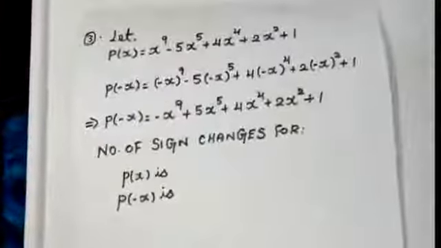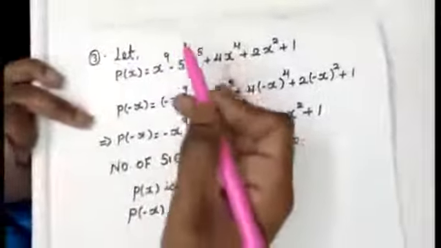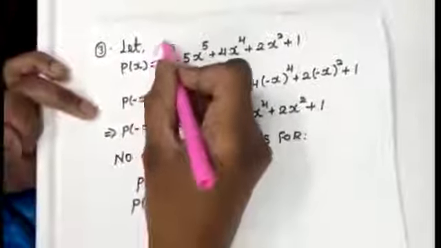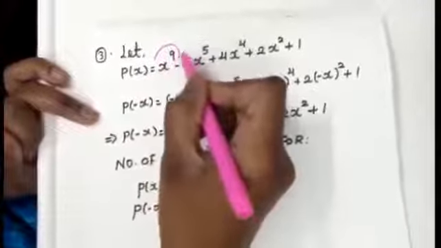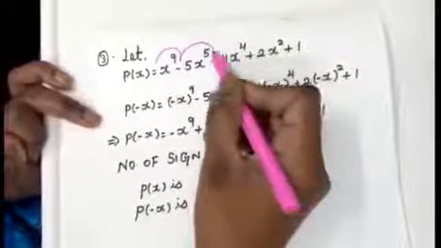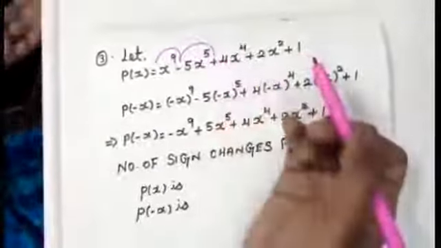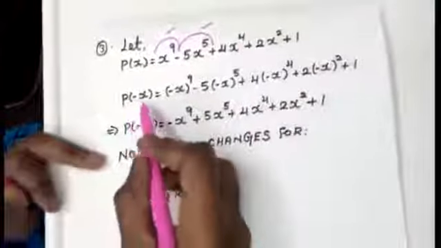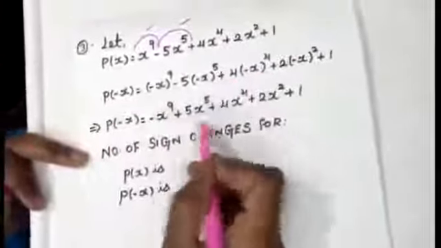Exercise 3.6, third sum. Just see here, students. If you check the sign change, positive to negative, one sign change, negative to positive, another sign change, again positive to positive, everything is positive, there is no sign change. So how many sign changes do I have here? 2. Coming to P of minus x, simplify, you will be getting it in this form.